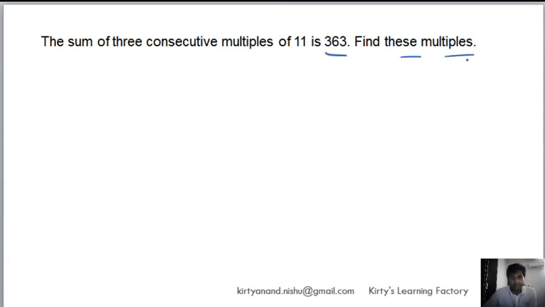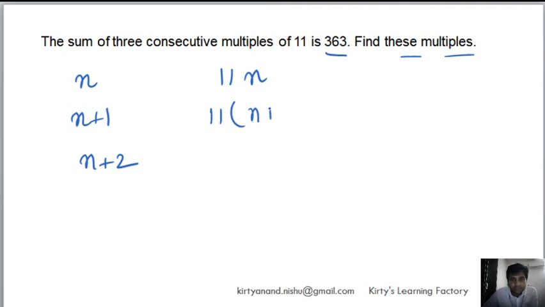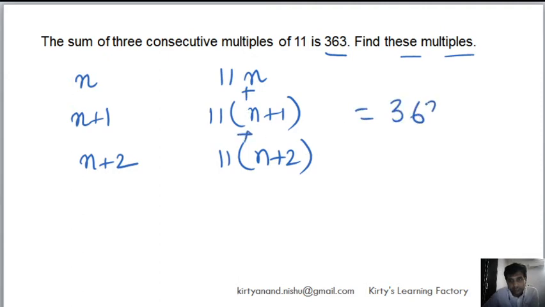Find these multiples. They could be the nth multiple, the n plus first multiple, and the n plus second multiple, three consecutive multiples. Let's say the first multiple is the nth multiple. So 11 into n will be the first number, 11 into n plus 1 will be the second number, 11 into n plus 2 will be the third number. We add all of them and this should be equal to 363.